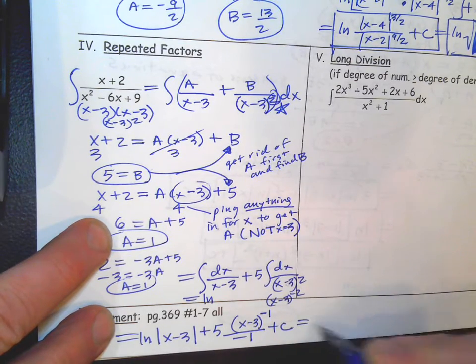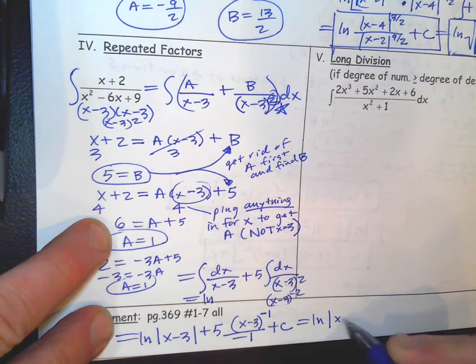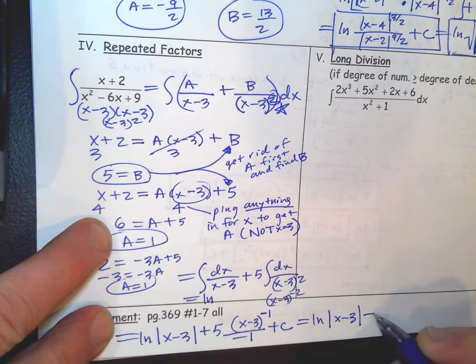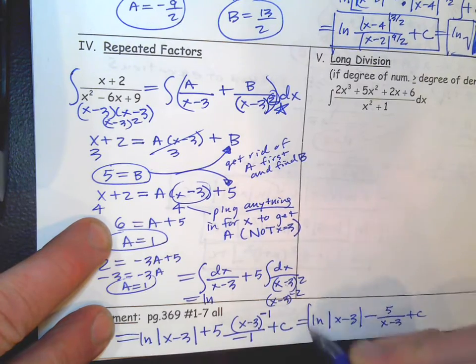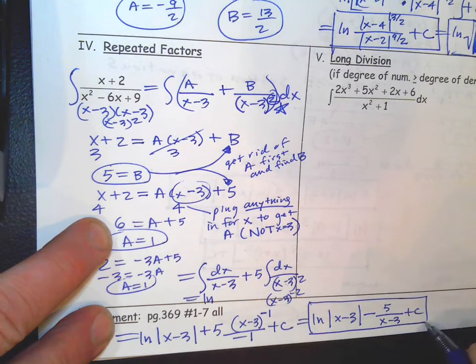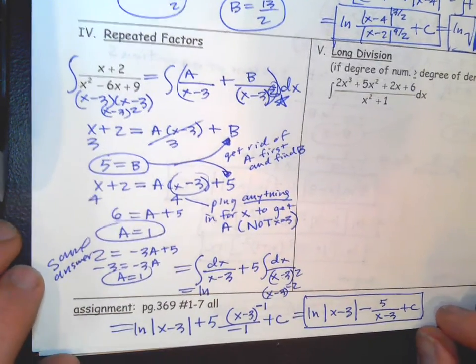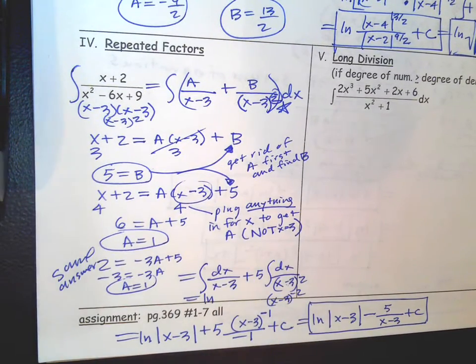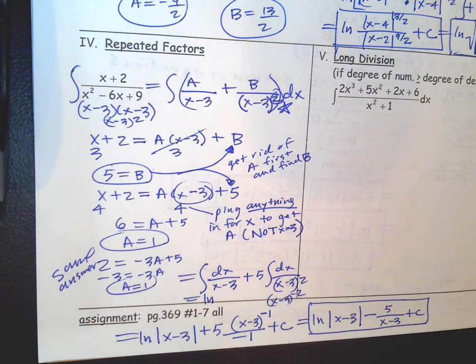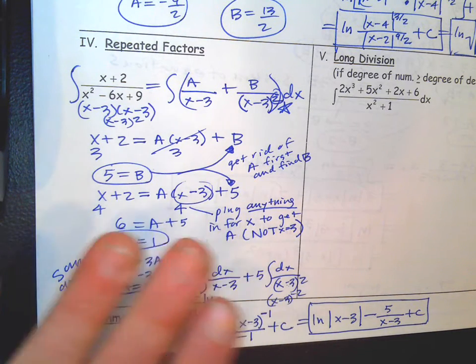So then your final answer is natural log of the absolute value of x minus 3, minus 5 over x minus 3, plus c. I don't want negative exponents for final answers. You do need to leave the absolute values. So that repeated root, where we put it, doesn't give you a log anymore. Logs usually come up on these. Okay, so that's a repeated factor. That's the strategy for that.